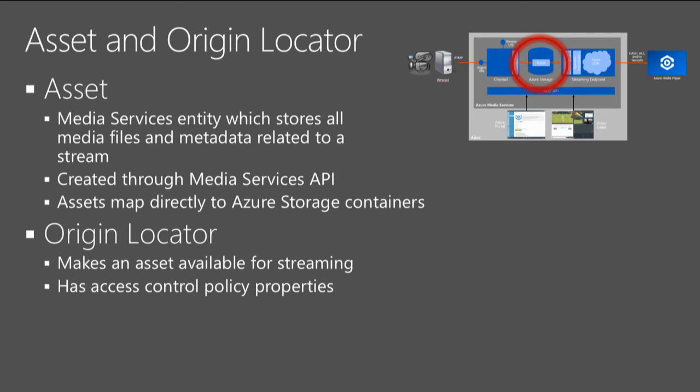A nice thing about origin locators is it also gives you an entity in which you can do some access control. You can set an expiration date on the locator, so if you only want to make your stream available for the next hour and then have it disappear, you can put an expiration date on your origin locator. You can actually set some policies on your origin locator as well to further control who can access that stream.